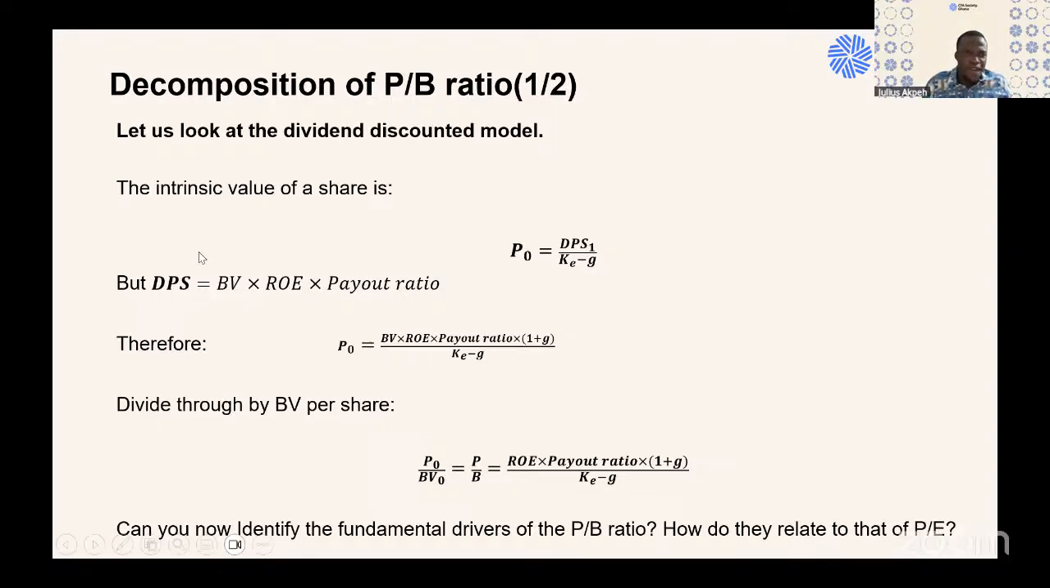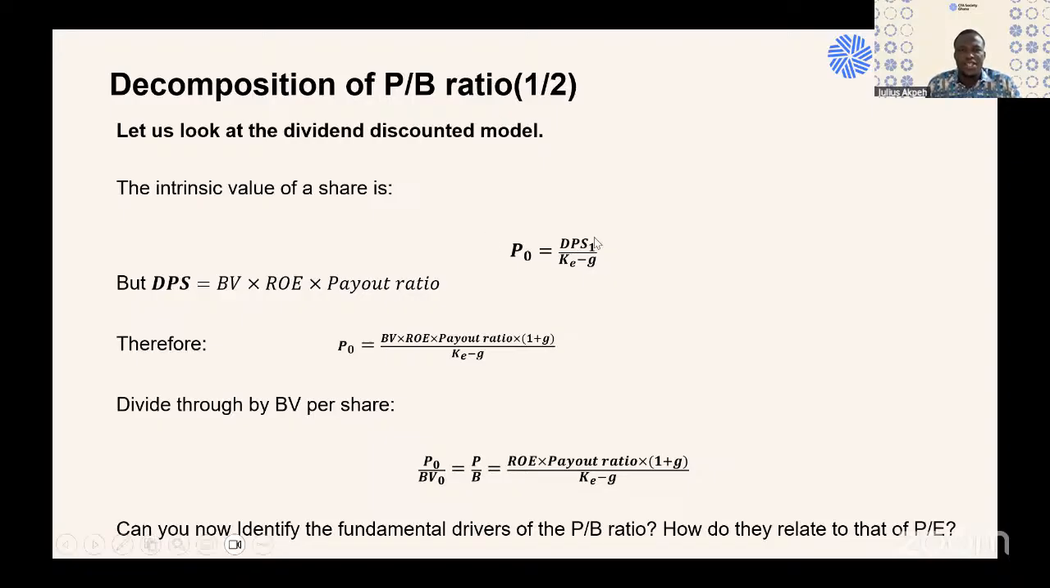The book value times ROE will give us the net profit, or the earnings after tax. Earnings after tax multiplied by the payout ratio will give us the total dividend. But here we are working on a per share basis, so I should have said book value per share. So book value per share times ROE times payout ratio will give us the dividend per share.